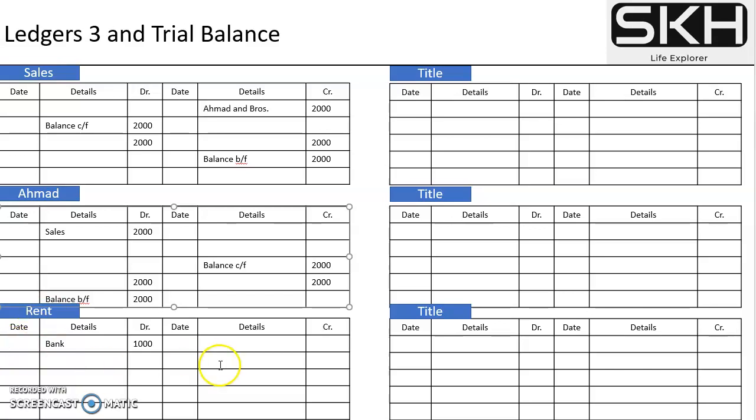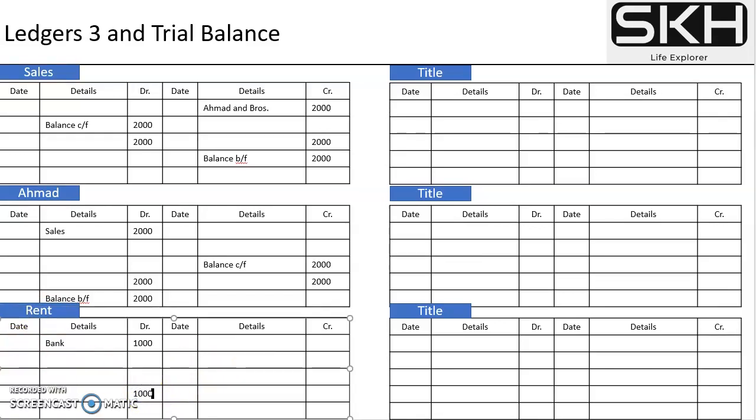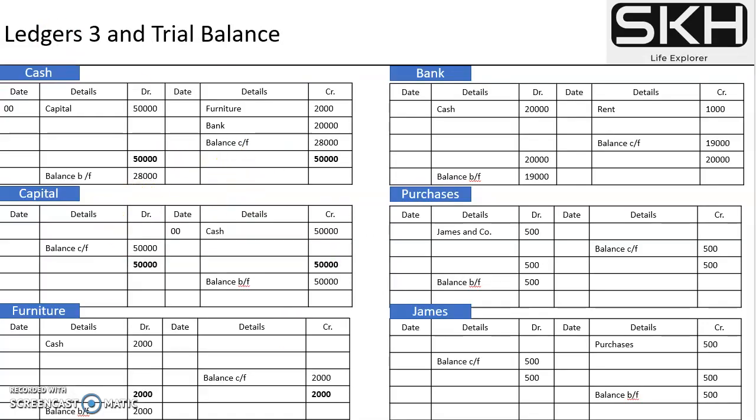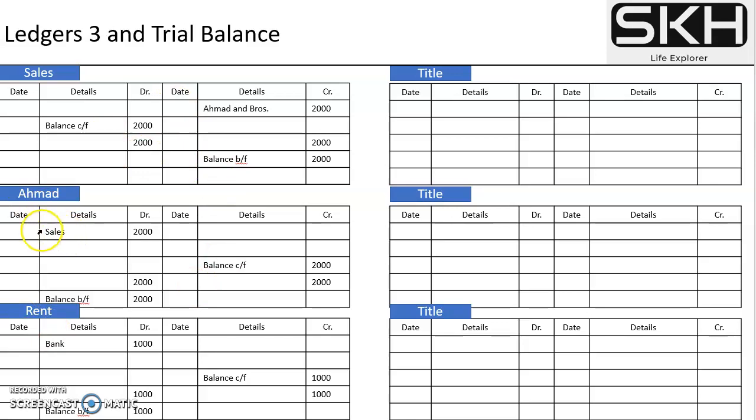Now last account, and after that very interesting thing we are going to learn, that is our trial balance. So trial balance will actually tell us whether our question is right or wrong. So 1000 and finally balance BF is 1000. So students, I have recorded this transaction directly into the ledgers and I have balanced all the ledgers. So these two steps we have to do before we go to trial balance.